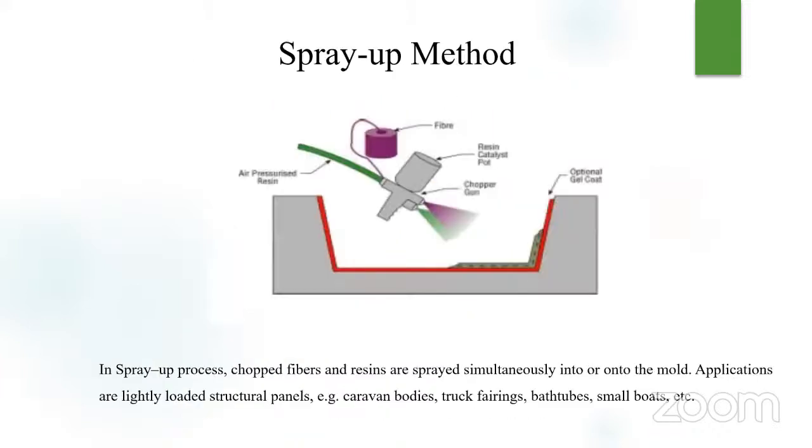Then the spray layup method. The difference between spray layup and hand layup is that in the spray layup process you have a spray gun on which the fiber roving is mounted, and the fiber is extruded or expelled through the spray gun, chopped, and sprayed onto the resin. Chopped fibers and resin are generally sprayed simultaneously onto the mold.